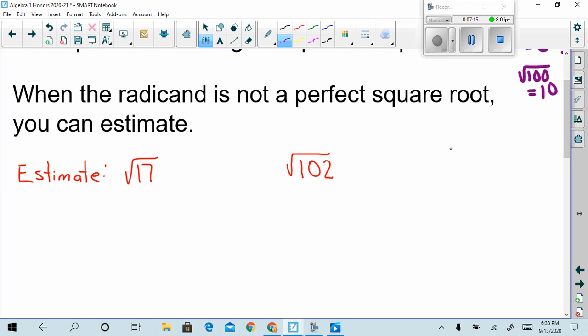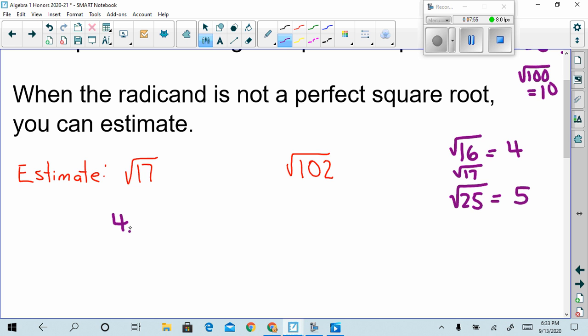Now, if I said the square root of 16 is 4, and the square root of 25 equals 5, well, the square root of 17 falls right somewhere in between here. If I were to take my calculator and put the square root of 17 in, I would get a never-ending decimal, and that number would be somewhere between 4 and 5. So again, looking at this helps me to estimate the value.